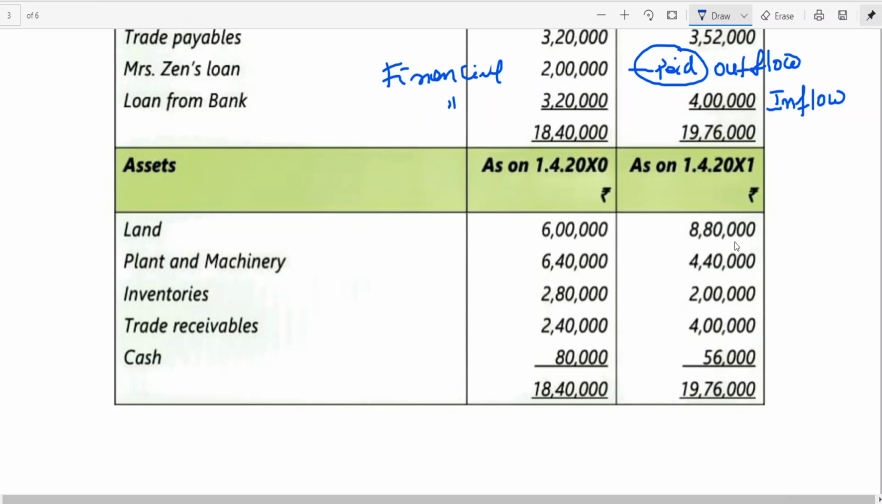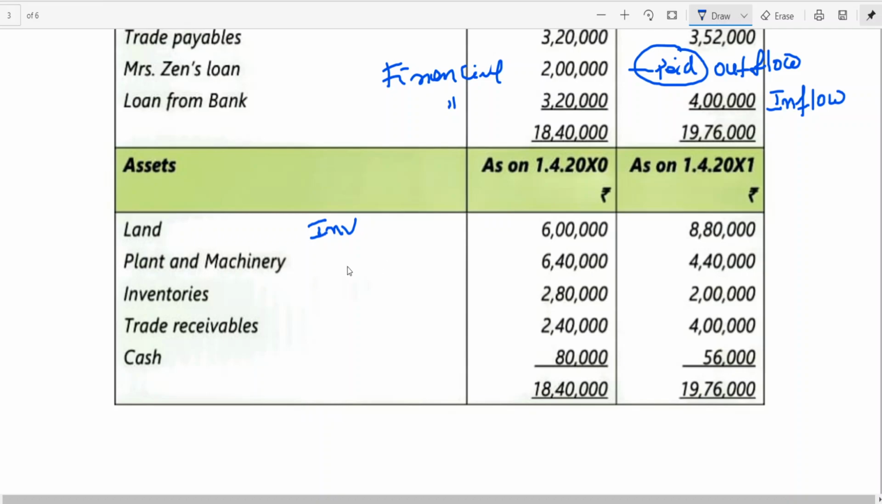Beginning. Land, generally for land there will not be an adjustment, unless specifically information is being given. We shall take it as such. If you look at the opening balance and closing balance, there is an increase in the closing balance, additional land has been acquired. Okay, I think this is your investing activity.